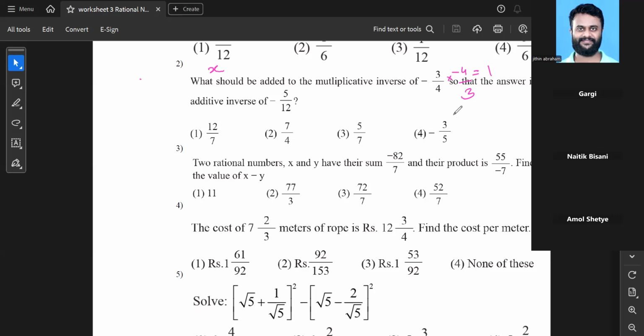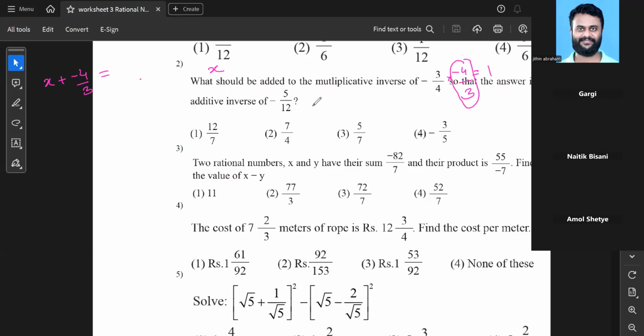Absolutely correct. I was coming to that point. The multiplicative inverse, or reciprocal, of minus 3 by 4 is minus 4 by 3. So x should be added to minus 4 by 3, so that the answer is what? The additive inverse of minus 5 by 12.